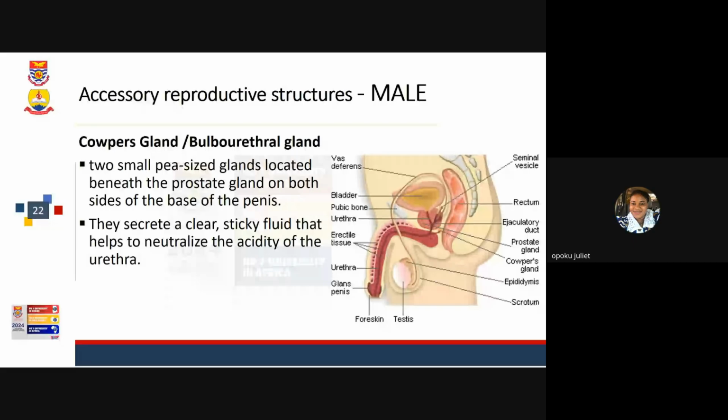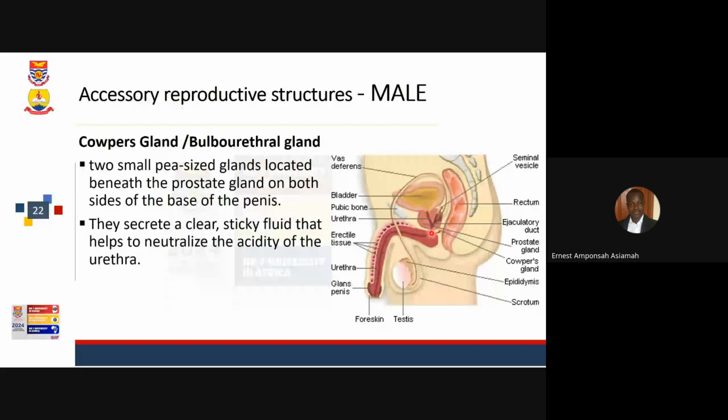Okay. So we look at the glands which are also present. We have the Cowper's gland, or the bulbourethral gland. These glands are very, very small and are located below the prostate gland. There are two of them, left and right, and they are connected by their duct to the part of the urethra that runs through the penis.